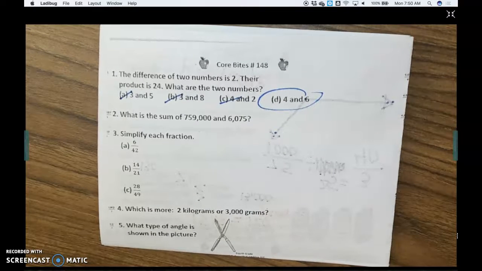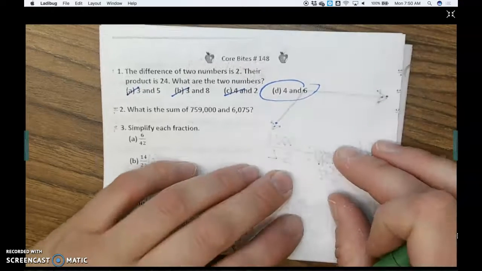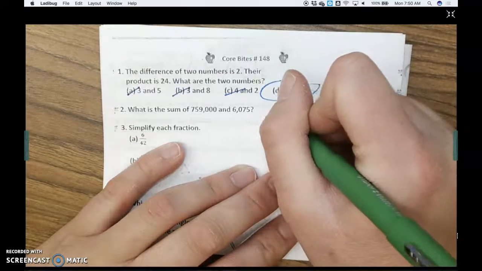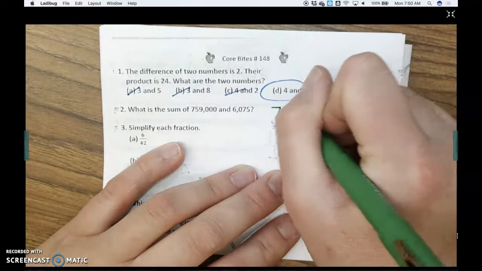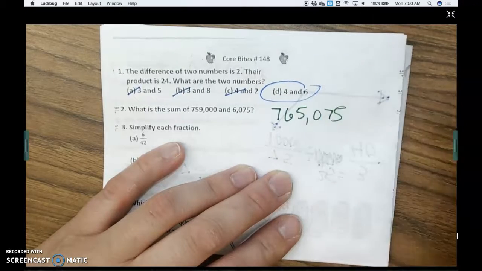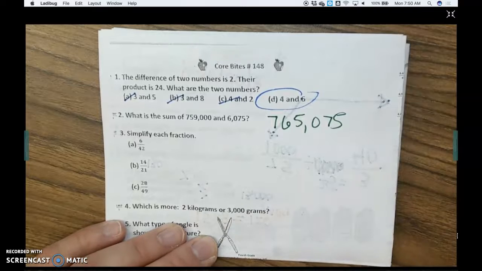What is the sum of 759,000 and 6,075? So your answer, and remember, if you need us to work it out for you, just let us know. But the answer for that is going to be 765 and 75. 765,075. That's how you would say it.